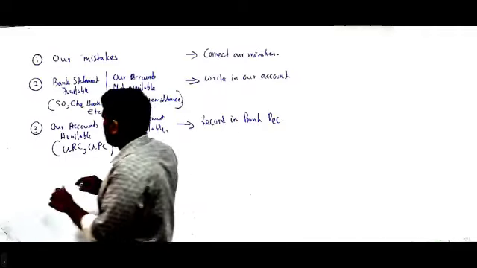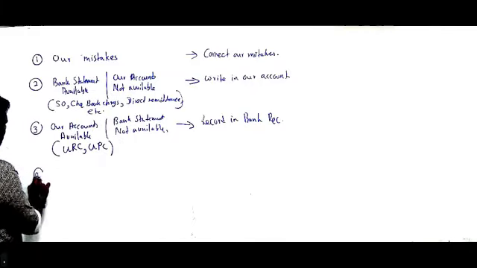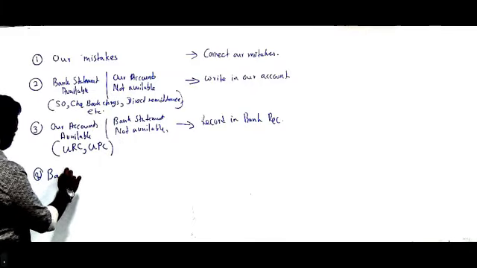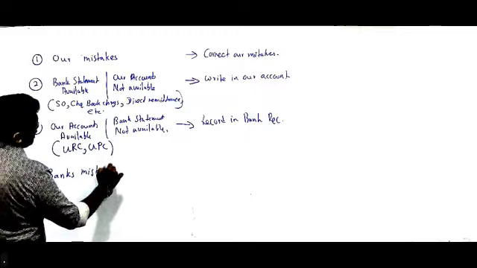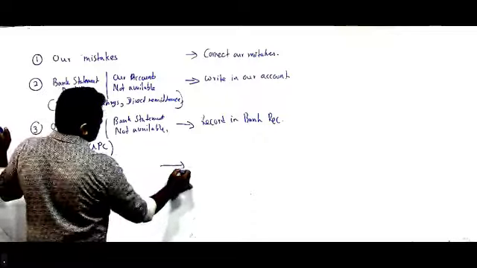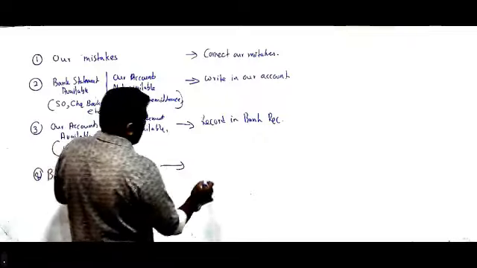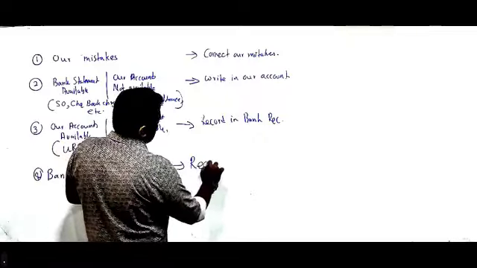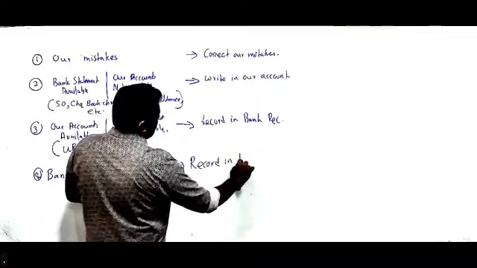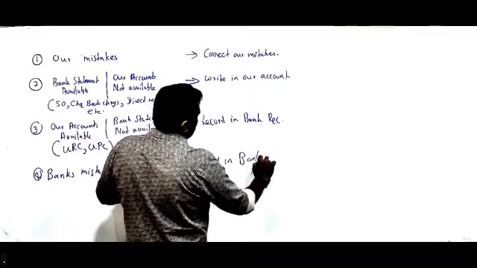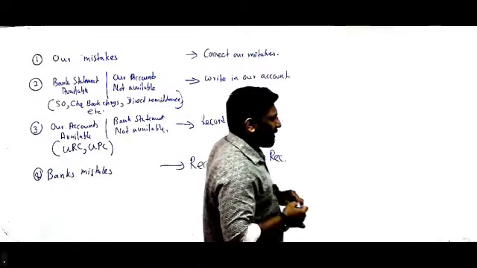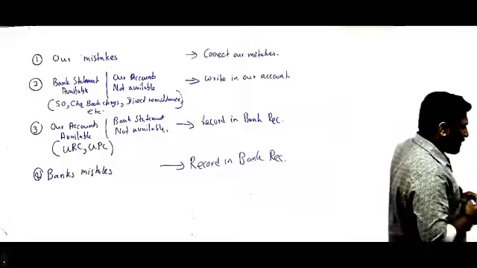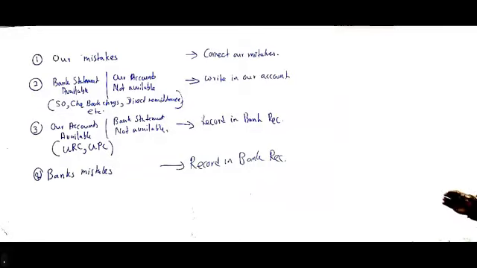Fourth one is the bank's mistakes. For the bank's mistakes, first inform the bank. Until the bank corrects it, you temporarily write and keep it in the bank rec. So in the bank rec, we are writing and keeping the items temporarily. Once the problem is solved, we will be deleting it from the bank rec.